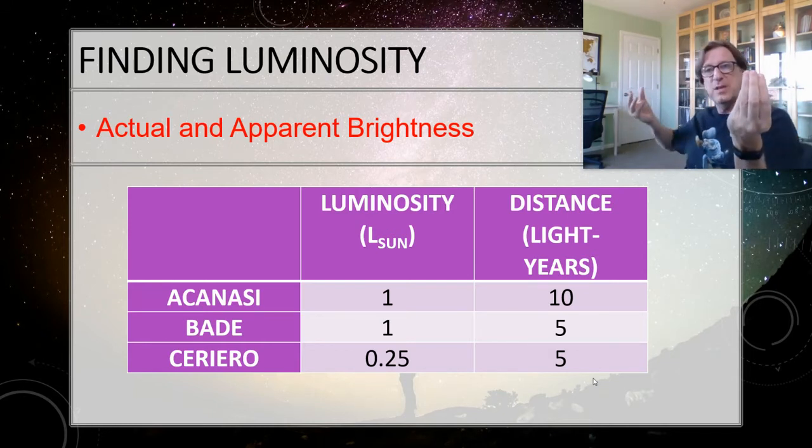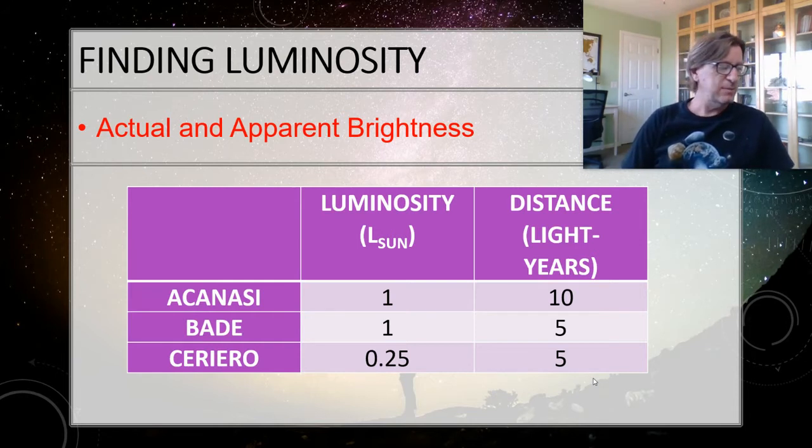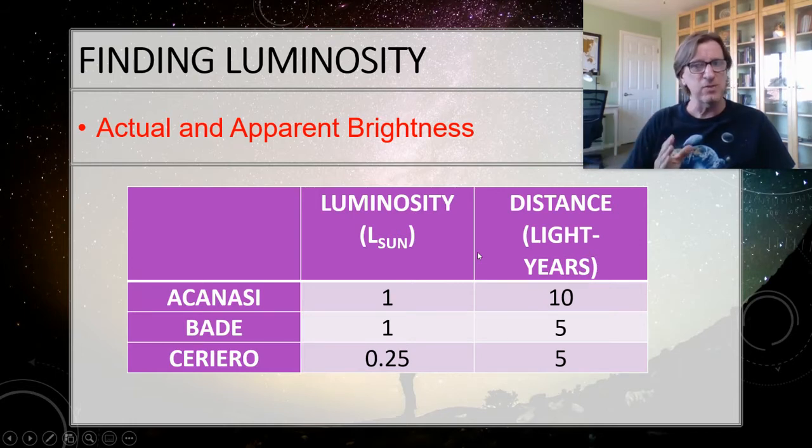Star B would have to be a long way away before it would start to seem dimmer than star C. Okay, so that's a little exercise. And if you're not sure about that, pause the video here and go back through it because you need to understand this concept before we go any further.